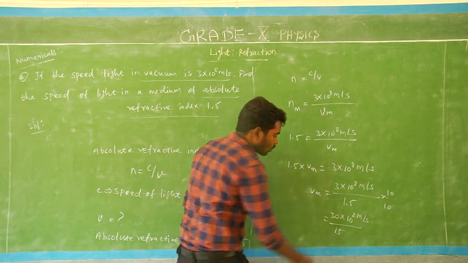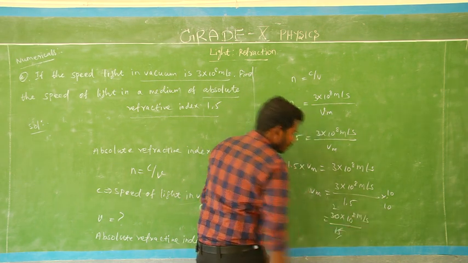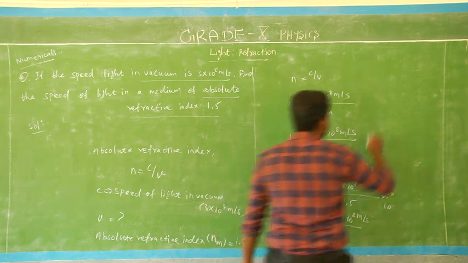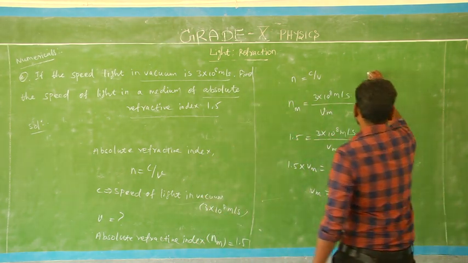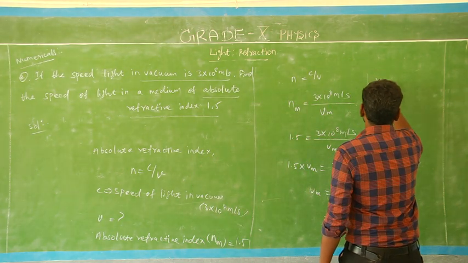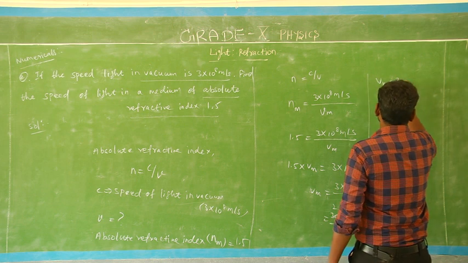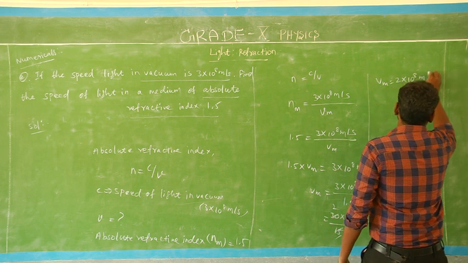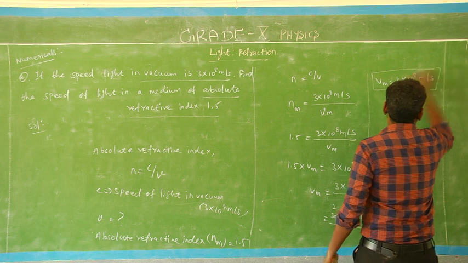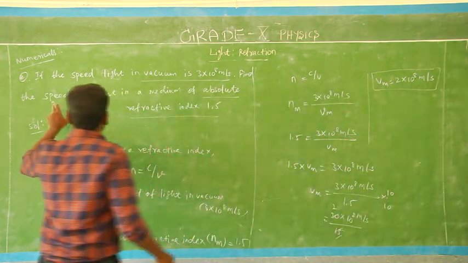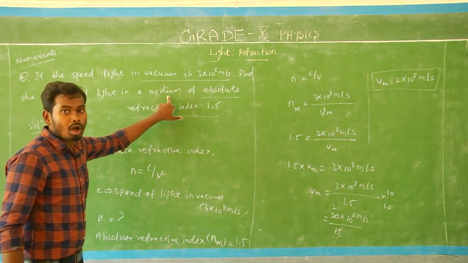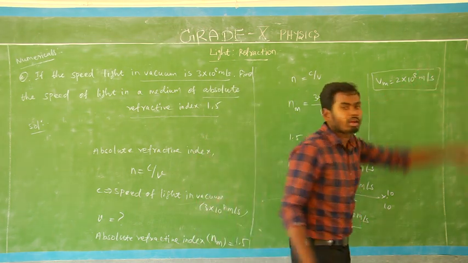15 goes into 30 twice. So I am writing here, it is equal to, what is that? Vm is equal to 2 into 10 to the power of 8 meter per second. So the speed of light in that medium, how much? It is equal to 2 into 10 to the power 8 meter per second.